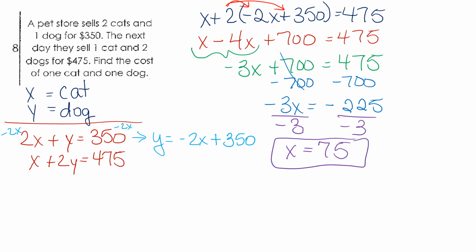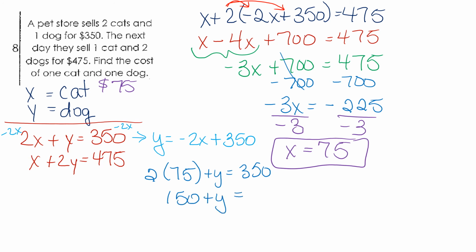So in the context of this problem, that lets me know the cost of the cat is $75. So now I have to find the cost of the dog. I'm going to take and substitute that 75 into one of the equations. You can pick whichever one you choose to substitute into. I'm going to the top one, so we have 2 times 75 plus y equals 350. 2 times 75 is 150 plus the y equals 350.